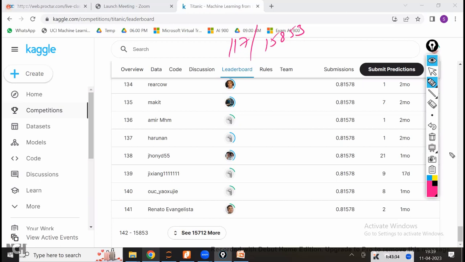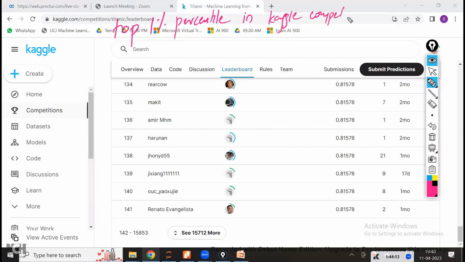Now here, out of 15,853, 1% means 158. If your rank is less than 158, you are in the top 1 percentile. If your rank is less than 316, you are in the top 2 percentile. Based on whatever rank you have, your rank says this percentile. For example, in the resume, I'll write top 1 percentile in Kaggle competition.